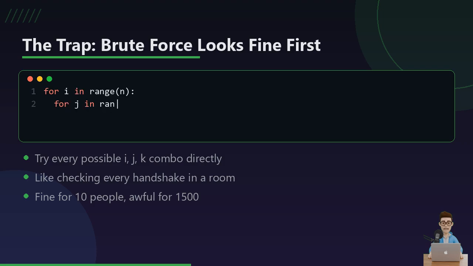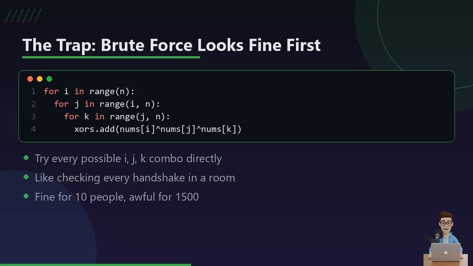The obvious move is three nested loops trying every i, j, k, like checking every possible handshake in a room. With 10 people, that's instant. With 1500, it's over 3 billion handshakes and your program just sits there spinning.